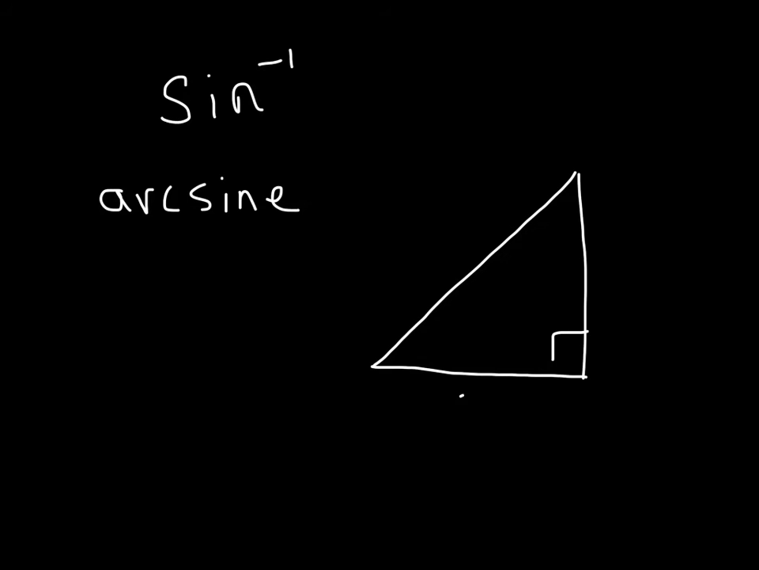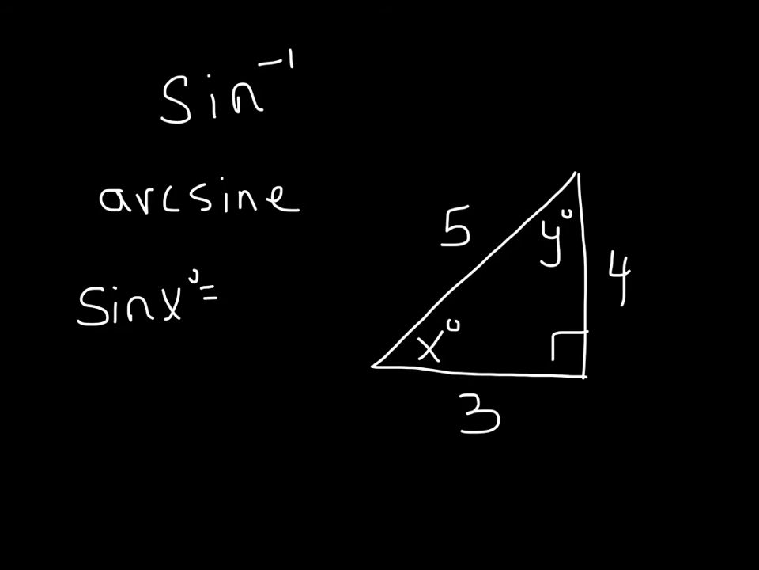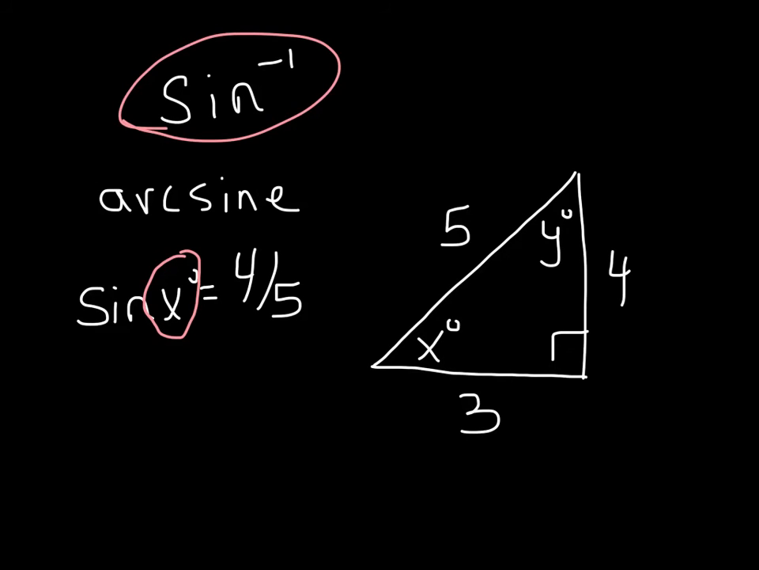Let's say we've got a side of 3, a side of 4, and a side of 5 here. And so if we're trying to figure out that angle x, we know that the sine of that angle x is equal to 4 over 5. So the question becomes, what then is the angle x? And if you plug the inverse sine of 4/5 into the calculator, it will tell you the angle.